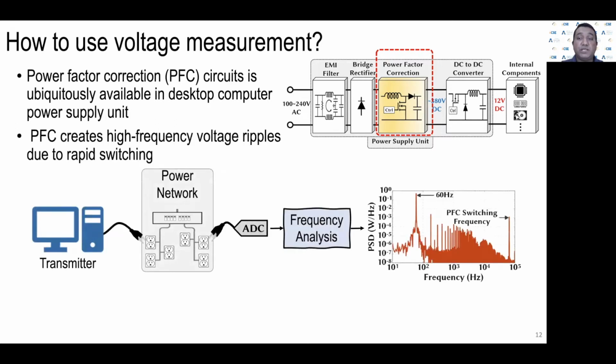If we connect a computer to an outlet and measure the voltage at another outlet using an ADC, we can capture the voltage ripples created by the PFC circuit. If we then perform frequency analysis on the voltage reading, we will see the frequency spike created by the PFC circuit at its switching frequency. The PFC switching frequency can be different for different power supply units based on their design. Even power supplies produced from the same batch can have different switching frequencies due to manufacturing process variations. This variation in switching frequencies is what enables us to detect and use the PFC switching of a specific transmitter computer to send data without interference from others.